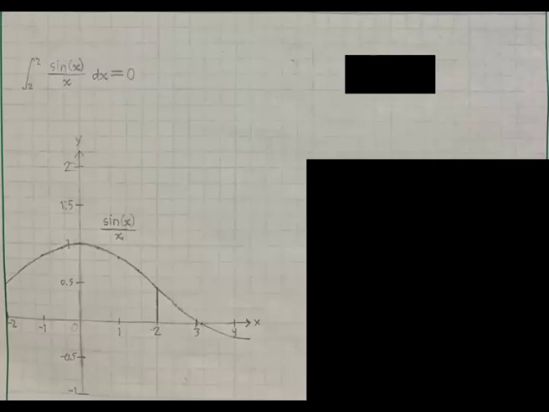This gives us our first integral rule. If the lower bound and the upper bound of an integral are the same number, then the value of the integral is 0.